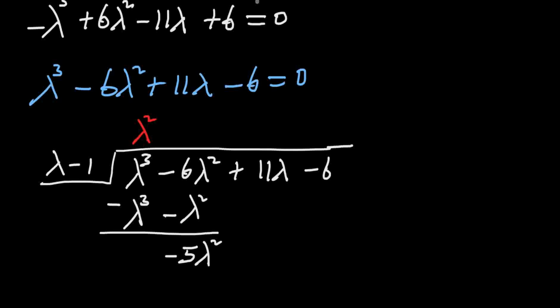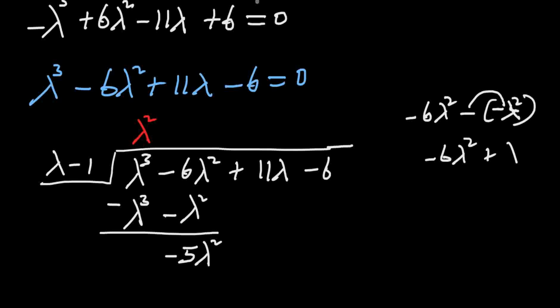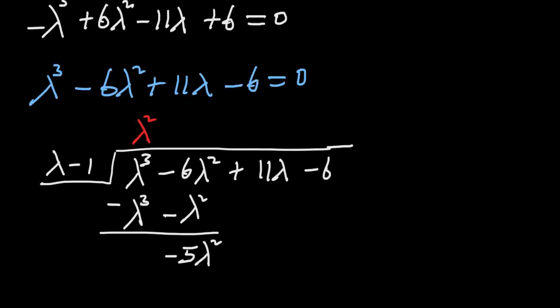So negative 6 lambda squared minus negative lambda squared would give us negative 5 lambda squared. What I just did is this: we have negative 6 lambda squared minus negative lambda squared, and this negative will multiply this negative to become positive. So negative 6 lambda squared plus lambda squared will simply give us negative 5 lambda squared. All right, I hope this makes some sense. Next we have lambda cube minus lambda cube. That would give us 0, so you can just ignore that.